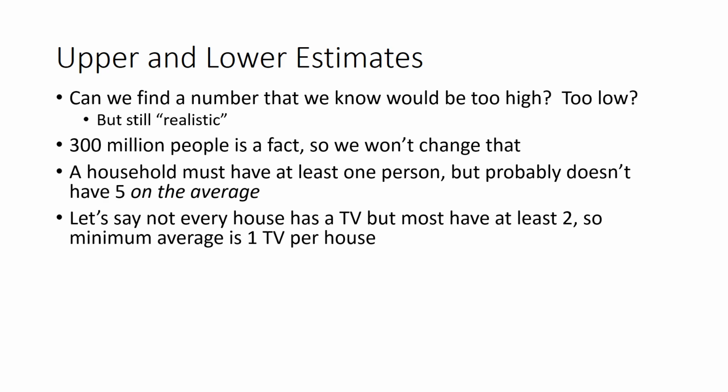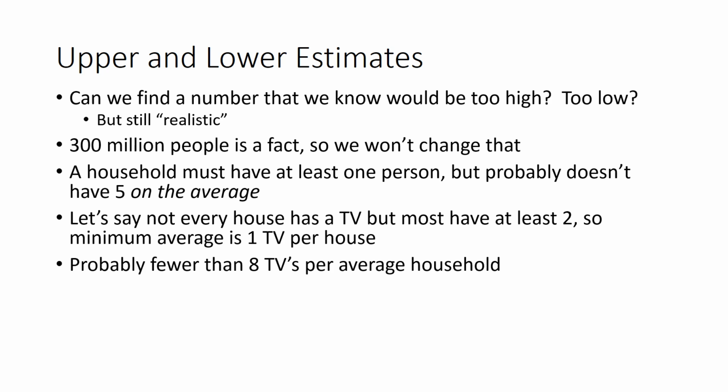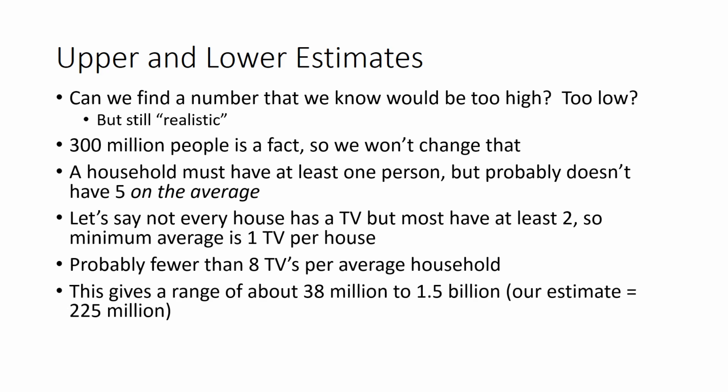As far as TVs, we know that maybe not every house has a TV, but most have at least two, so let's say the minimum is one per house, and there's probably fewer than eight TVs per average household. So that would give us our range of 1 to 8 per household. So putting these numbers together with the same formula we had previously, we're looking at a range of about 38 million at the very low end to about 1.5 billion at the very high end.